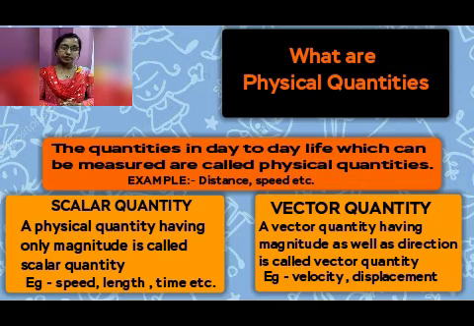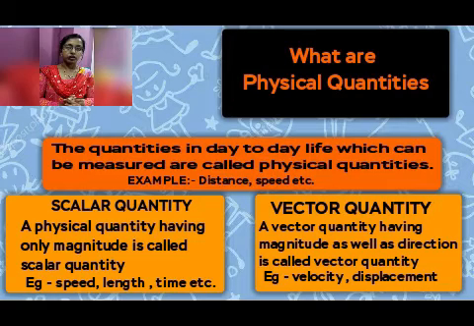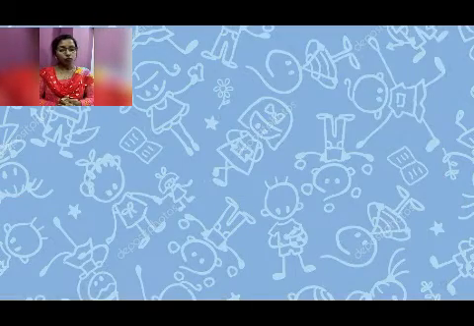Second quantity is vector quantity. So what is vector quantity? A vector quantity is having magnitude as well as direction is called vector quantity. For example, velocity, displacement.